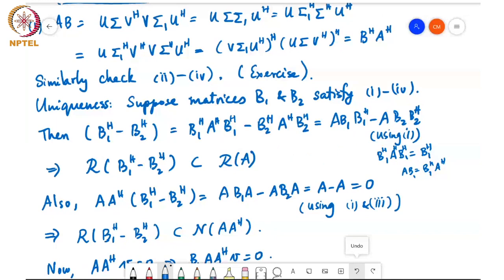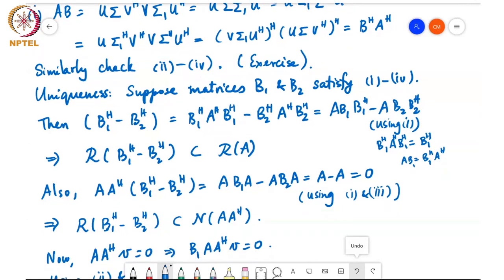Similarly, using these properties 1 and 3, if you look at AA Hermitian times (B1 Hermitian minus B2 Hermitian), you can write this as AB1A minus AB2A. But AB1A equals A and AB2A equals A. And so that is A minus A, which is the zero matrix. So what that means is the range space of B1 minus B2, any vector belonging to the column space of this matrix, will lie in the null space of AA Hermitian. So this span of B1 Hermitian minus B2 Hermitian lies in the range space of A. It also lies in the null space of AA Hermitian.